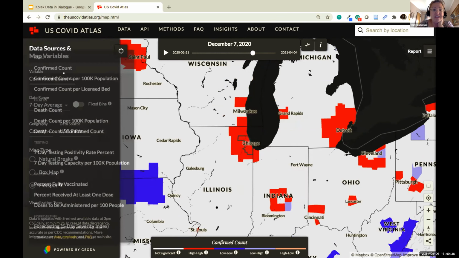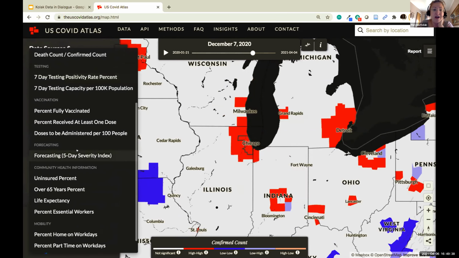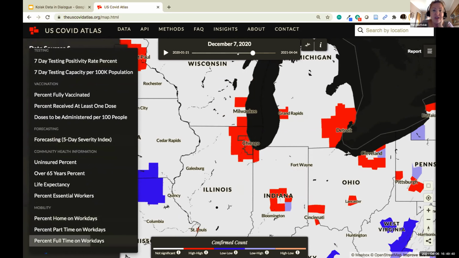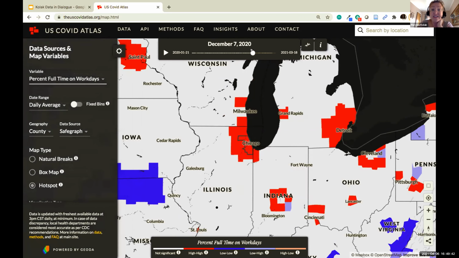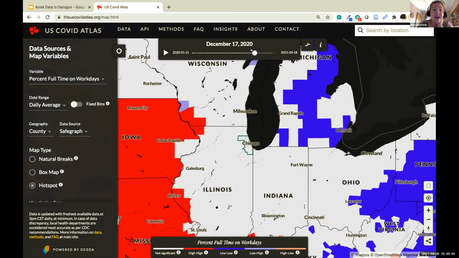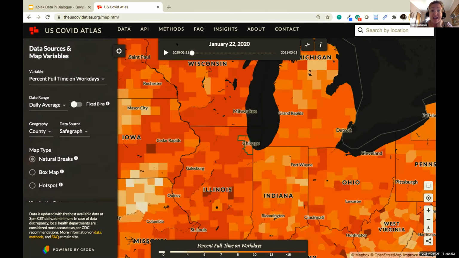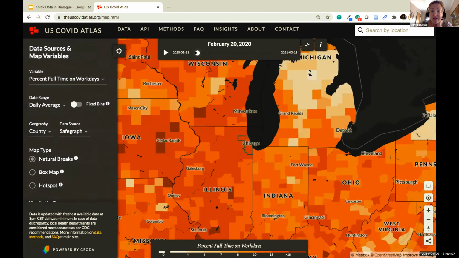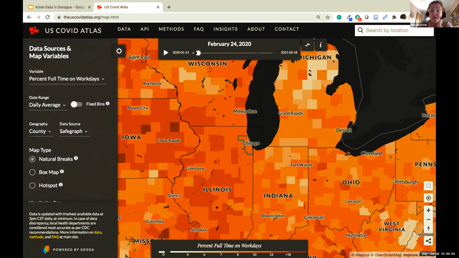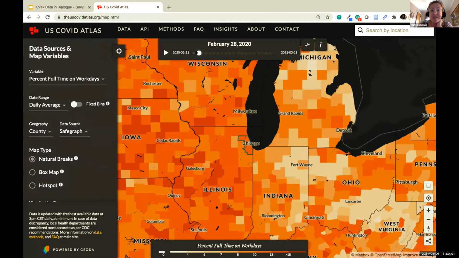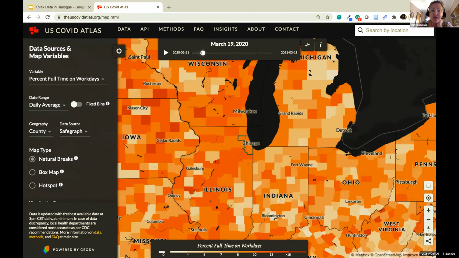And the other really nice part is that you can also explore a lot of other options. So say you want to test your hypothesis. Say, well, I think this is because of when people were actually staying home or not, right? So we actually have percent full time on work days. So at the very beginning, people were working pretty normally. The lighter you get in this map, the more people are staying home. So here you can start to see things starting to change.